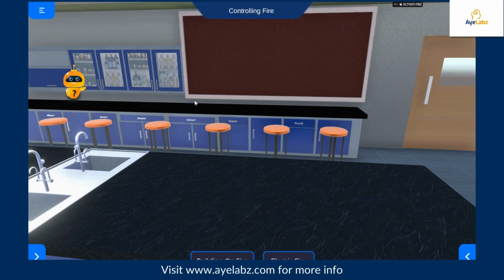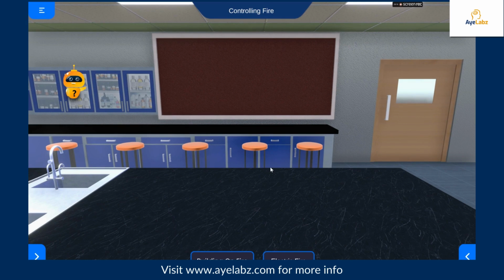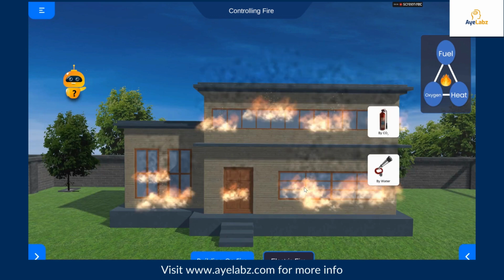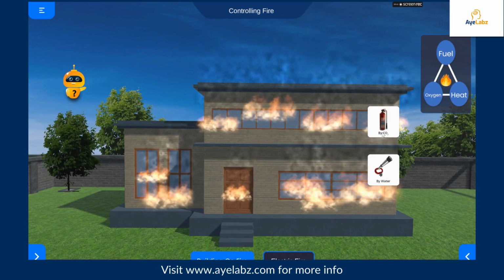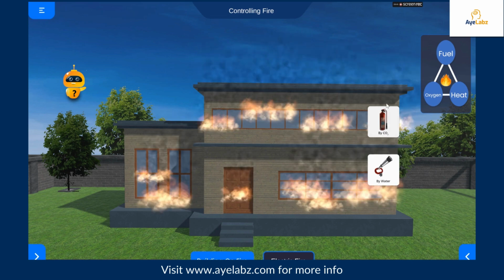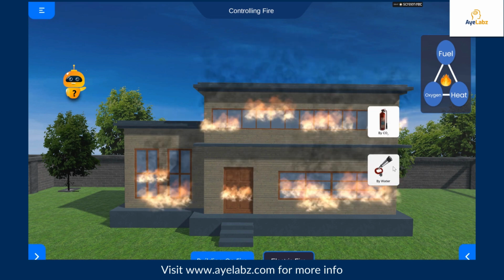Let's put our knowledge into a real life situation. Here we have two kinds of setup: building on fire and electric fire. Now you can ask your students to control the fire on both the setups. What kind of fire extinguishers can be used to remove or control the fire on the building? By using CO2 or by using water?